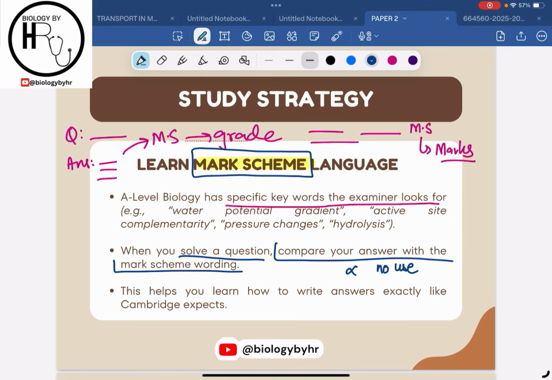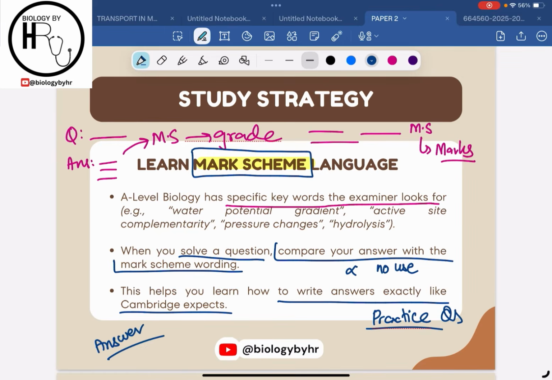And what does this help you to do? It helps you to learn how to write the answers exactly the way Cambridge expects you to write. And this comes with practice. The more you practice the questions, and the more you compare your answers with the marking scheme, the more you are going to master the art of writing the answers which the examiner wants you to.